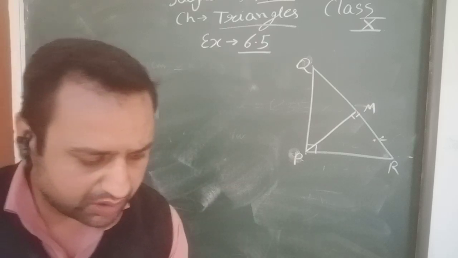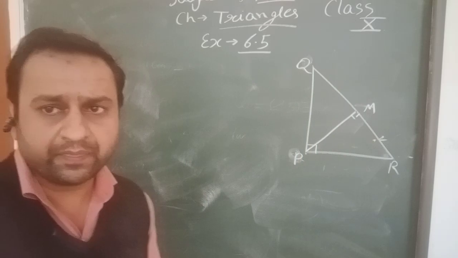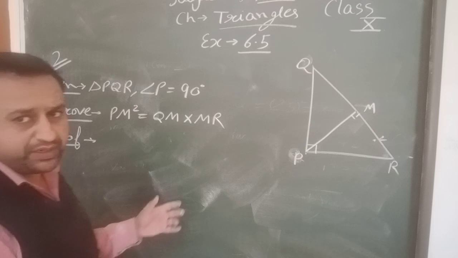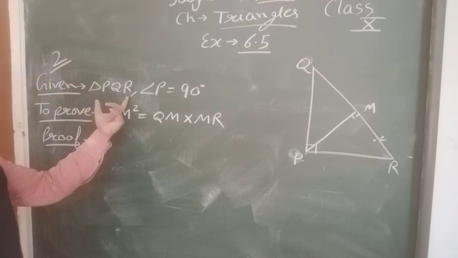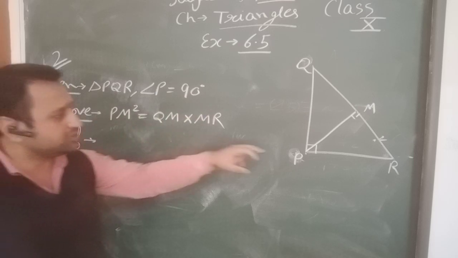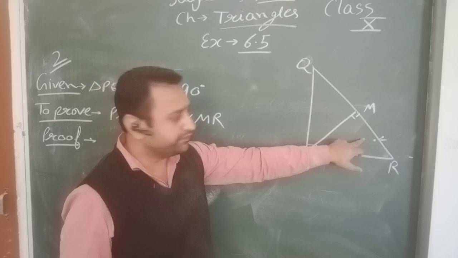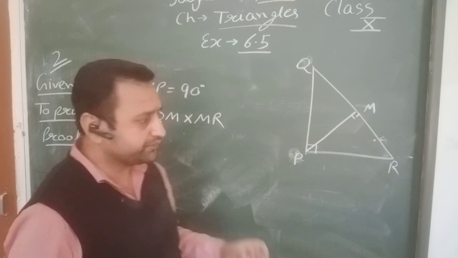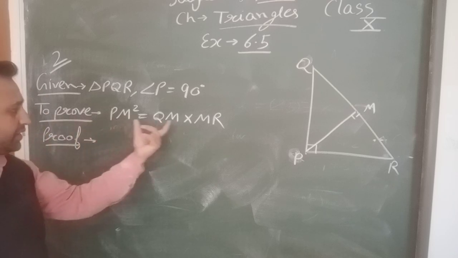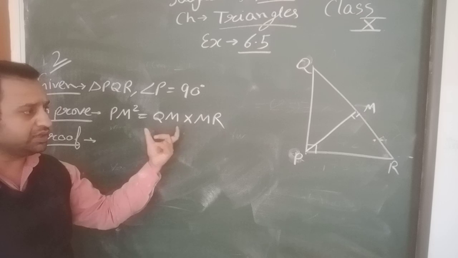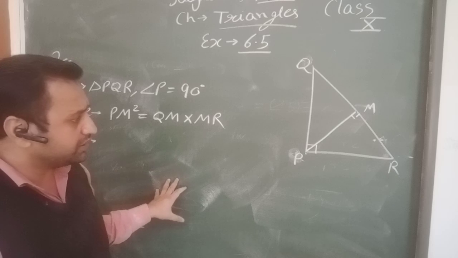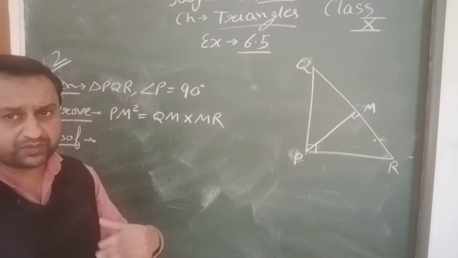Firstly we note down the given and to prove. सबसे पहले given नोट करेंगे. Given: triangle PQR in which angle P equal to 90 degree, and we have to prove that PM square equal to QM into MR. So how can we prove it? If we have to prove that a product of two sides equals something, then we use the procedure of similarity of triangles.